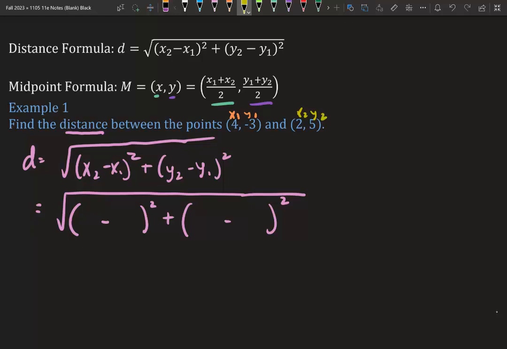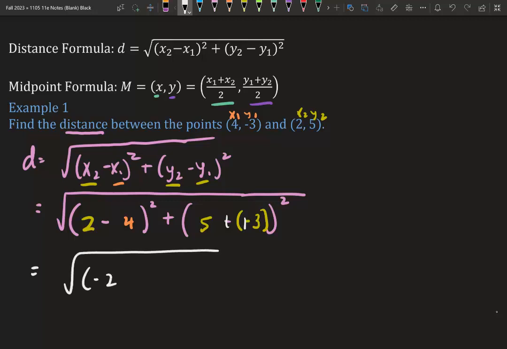Now let's fill it in. We have x2. x2 is represented by 2 minus x1. x1 is represented by 4. And then that's squared. We're going to add that to y2. y2 is represented by 5 minus y1. And y1 represents -3. Remember, if it's a negative, we always wrap it. Okay, we can clean this up. Minus, minus, we know that's going to turn to plus, plus. And let's simplify. 2 minus 4, that's -2. So we have (-2) squared plus, and then now we have 5 plus 3, that's 8. So we have 8 squared.